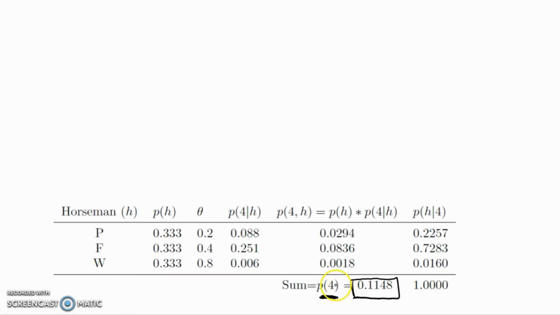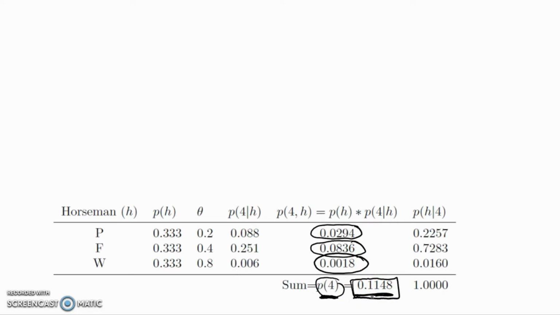How can we have 4 dead? Well, there's really only 3 possibilities. Pestilence, and it killed 4, or famine, and it killed 4, or war, and it killed 4. So we add all these things up, and we get this value.